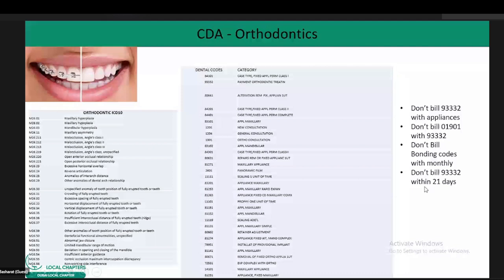Don't bill 9222 with an appliance. If the doctor is putting any appliance in the monthly visit, you cannot bill it with the monthly visit. Don't bill bonding either. Sometimes new coders are not aware of this and they bill the bonding code with the monthly visit. That is also not acceptable. Another thing is don't bill 9222 within 21 days. You need to know all these things, especially for the monthly visit, when the patient is coming, you need to be careful with these guidelines.